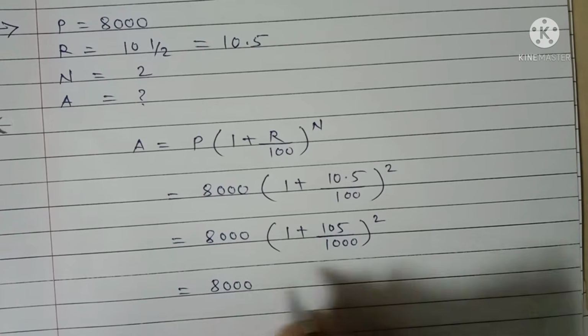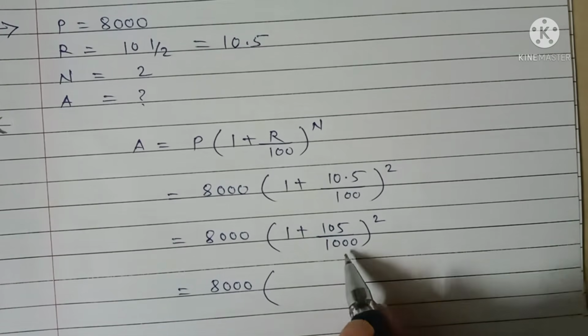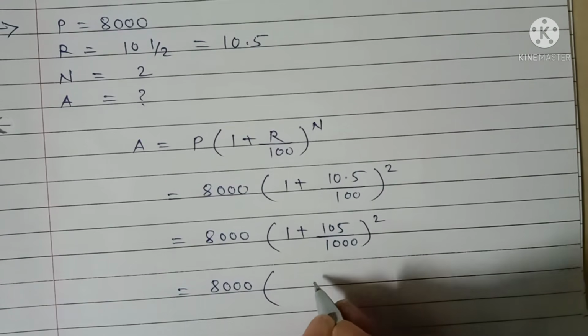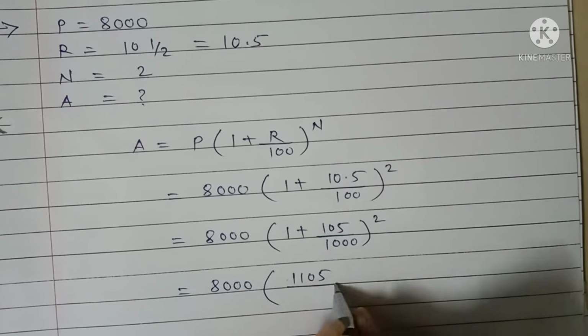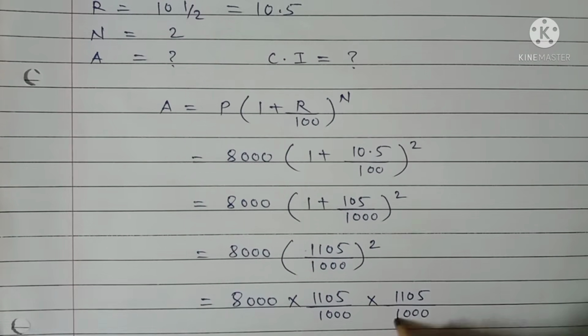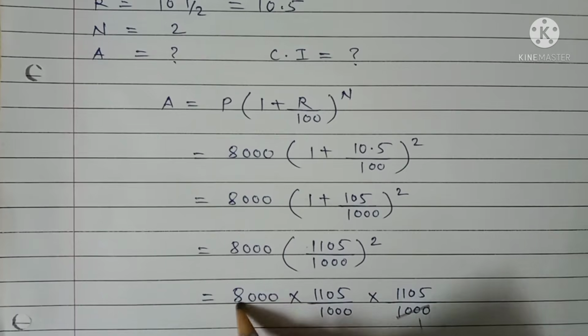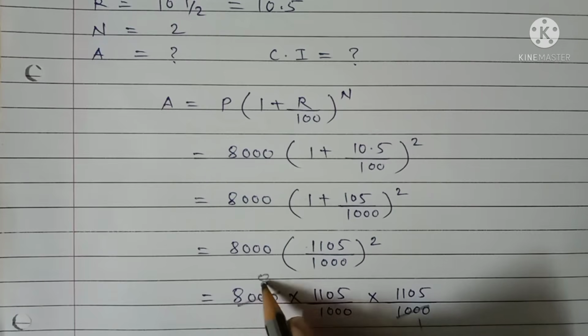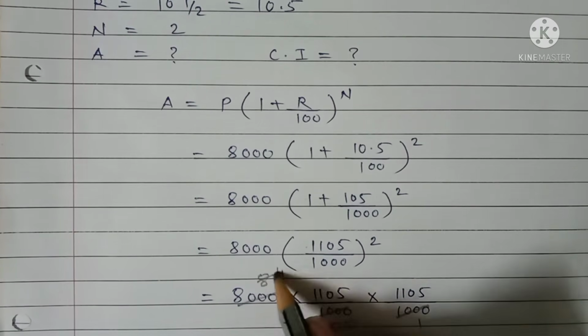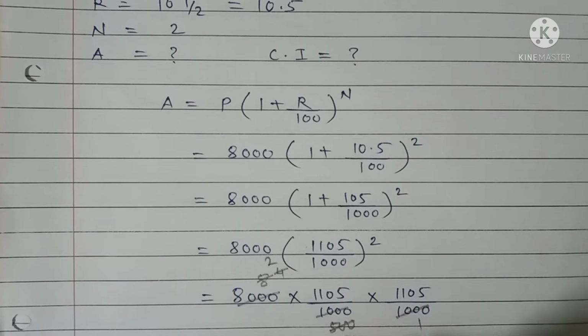8,000. Here 1000 ones are 1000. 1000 plus 5 means 1105 divided by 1000 bracket square. Here 1000 ones are 1000. 1000 8s are 8000. Again here divide by 2. 2 4s are 8. Divided by 2 it is 500. Again divided by 2, 2 2s are 4. Here 250.